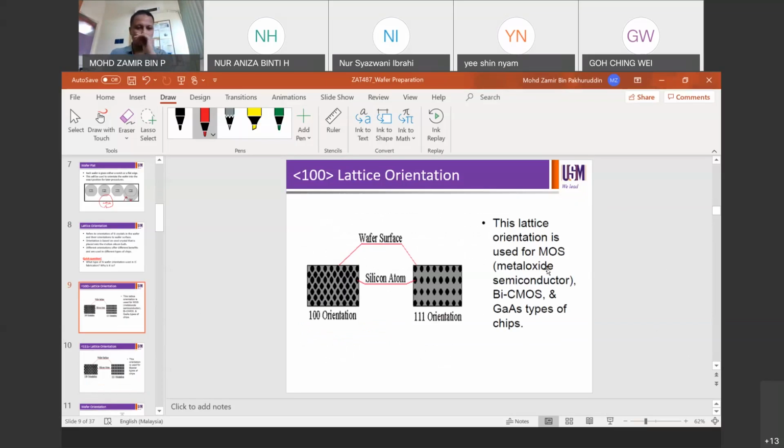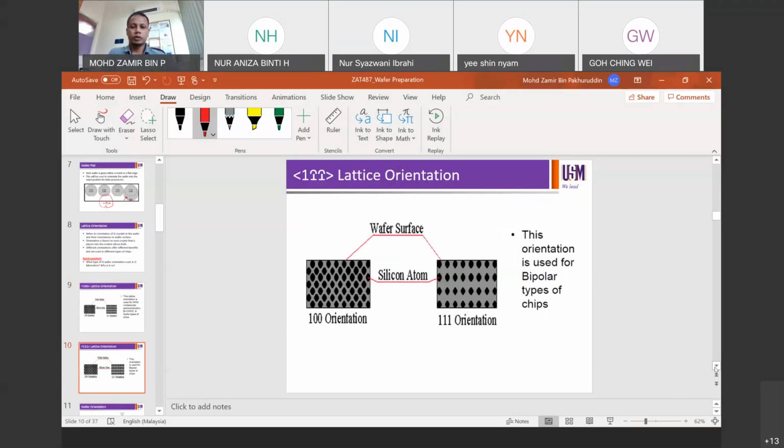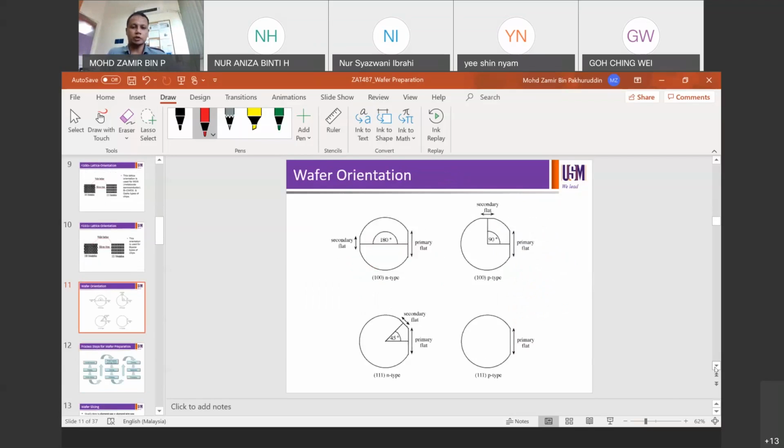Okay, all right. So 100 versus 111. The latest orientation used for CMOS is usually 100, for fast operation, due to the mobility of carriers for 100 compared to 111 or some other orientation. 111 is used for some other application where speed is the main concern. This is the very same orientation that we've discussed, now with the flat.